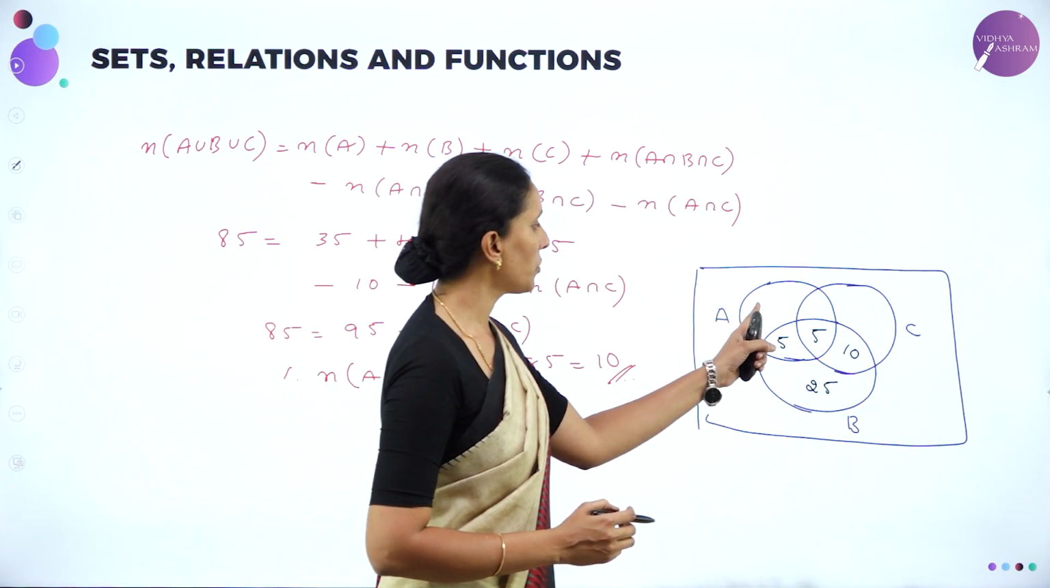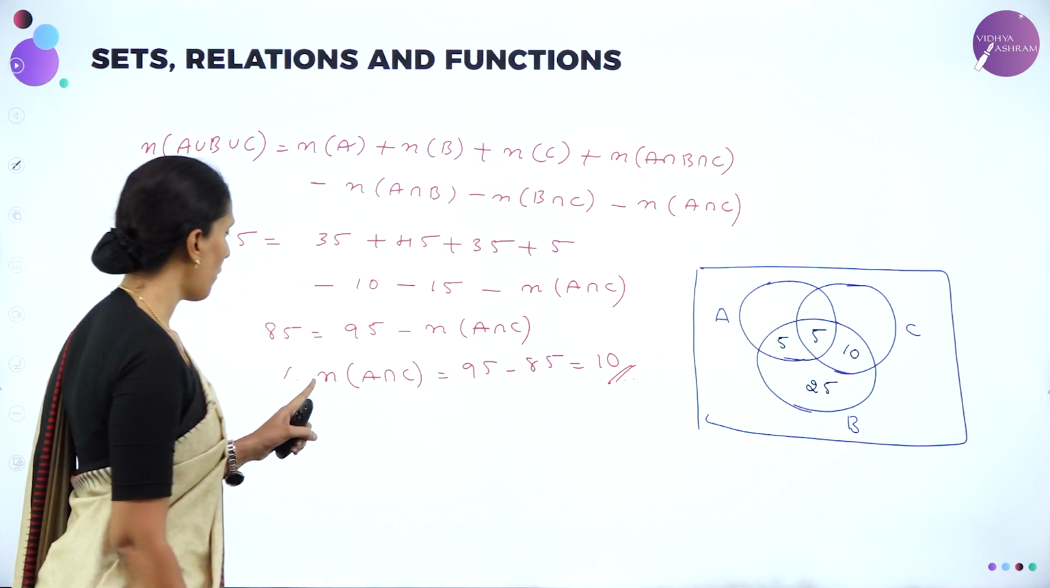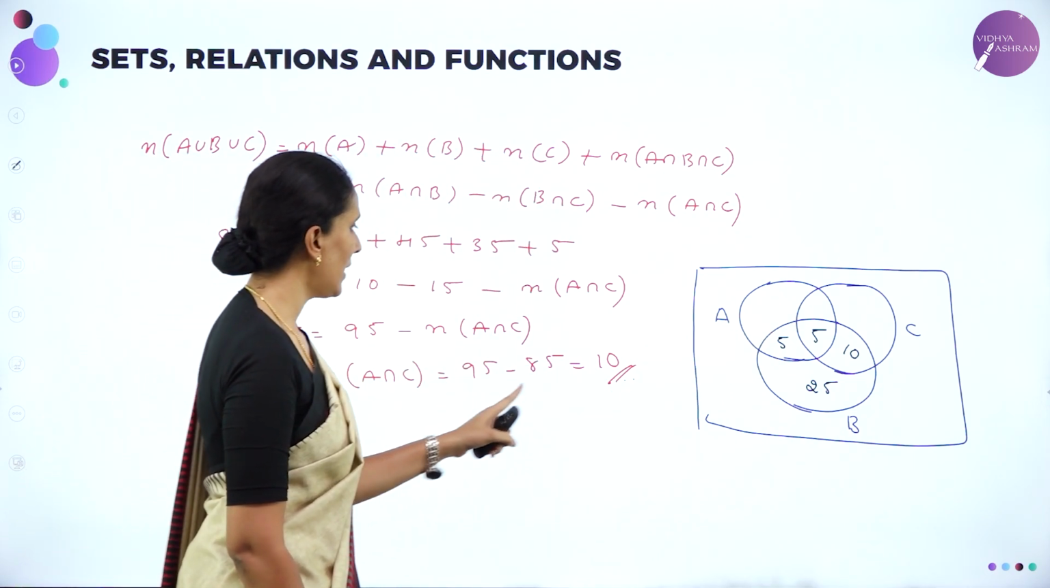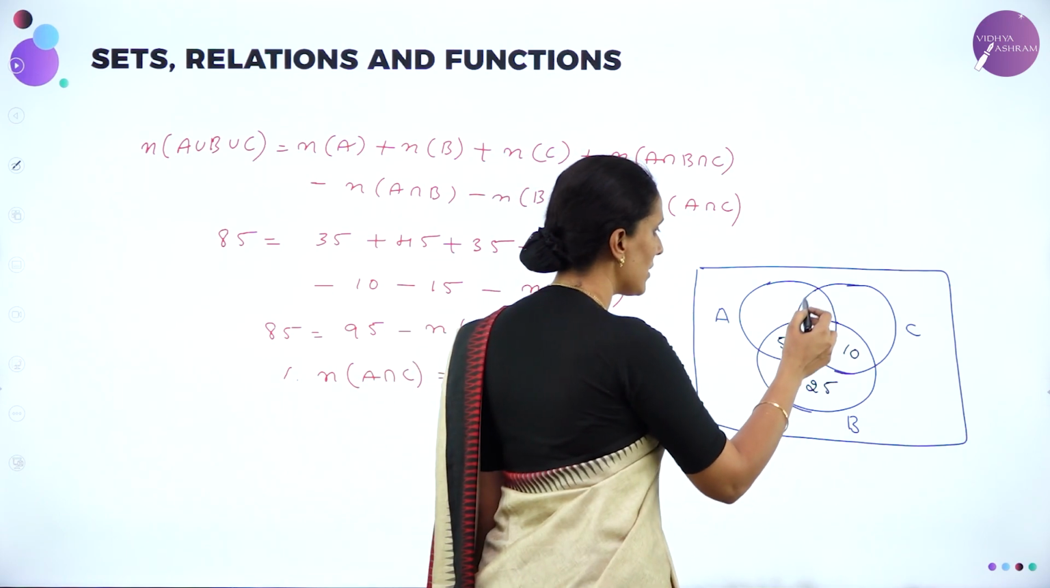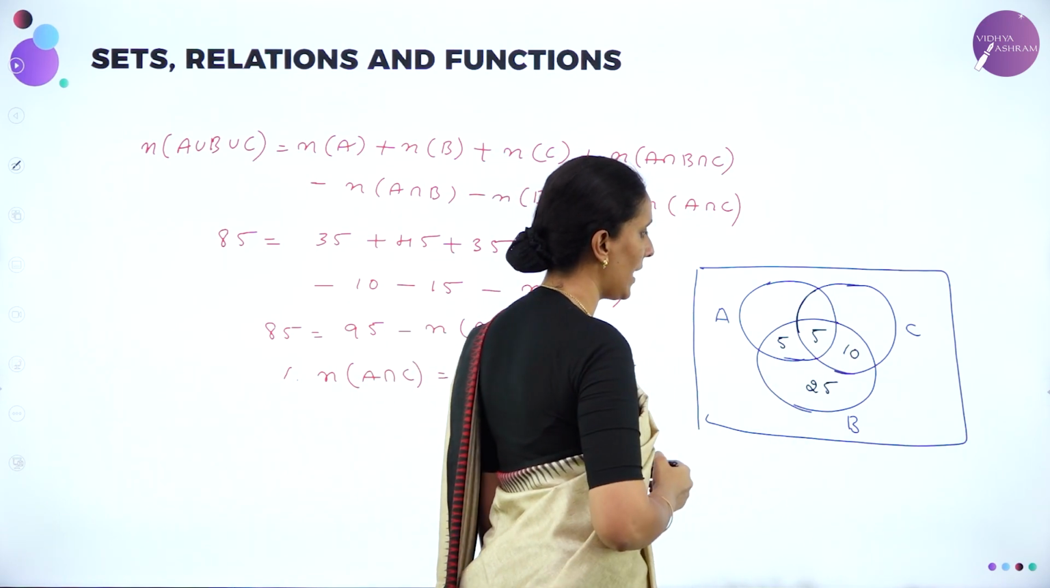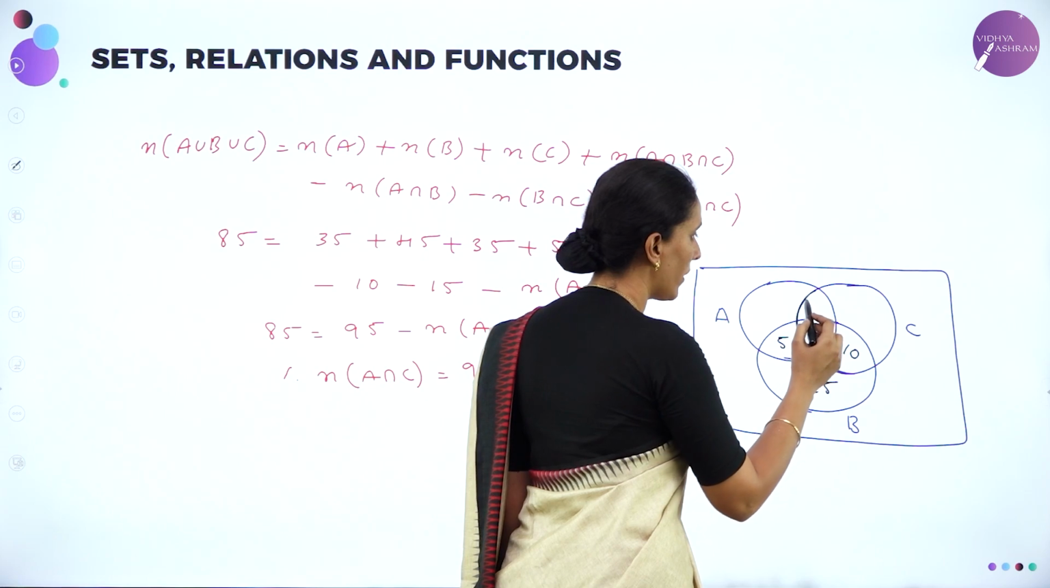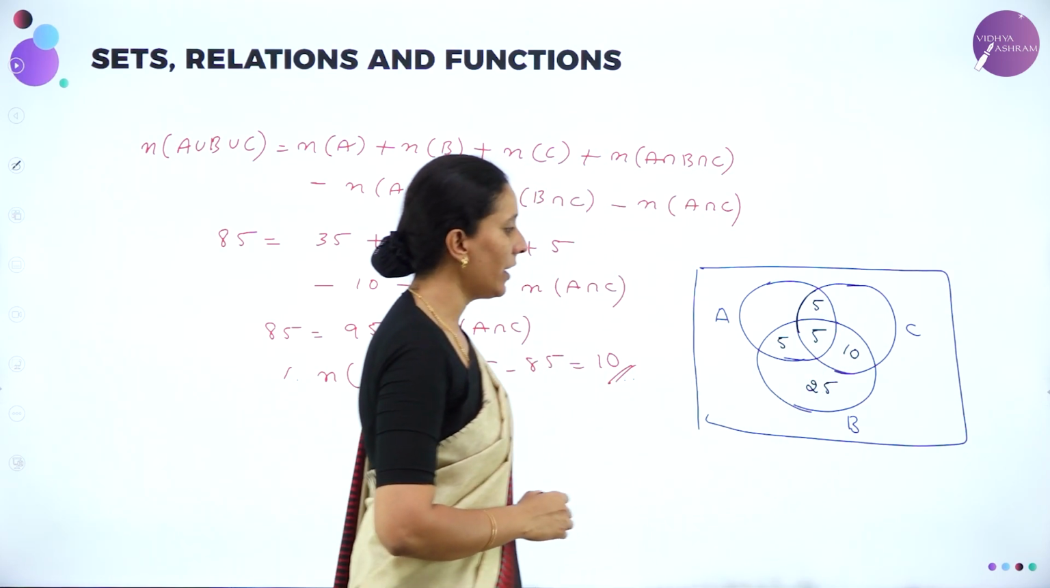Next, we will move on to A intersection C. We have found what A intersection C is. A intersection C is 10. So this is the part which represents A intersection C. Among them, 5 is already written. So the remaining 5 will be written here.